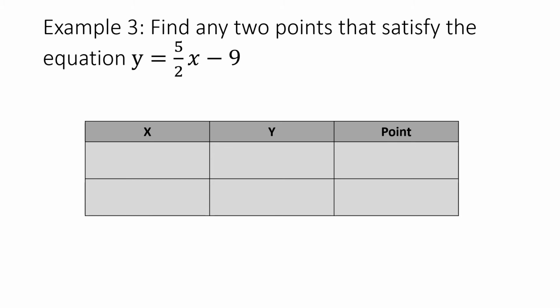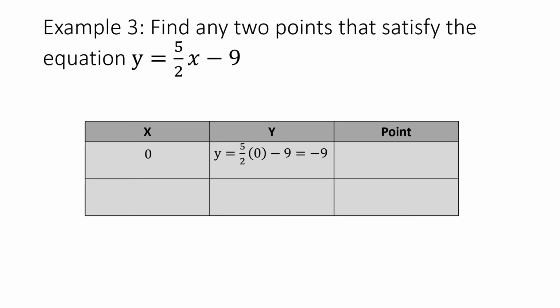Example 3, find any 2 points that satisfy the equation y equals 5/2x minus 9. So what I'm going to do here is create an xy table, and I'm going to pick x to be 0 as my first x coordinate. And then I'm going to substitute in 0 for my x, and so wherever I see x, I'm going to put parentheses, and I'm going to put 0 inside of that parentheses, and then I'm going to solve the equation for y. And so when I do that, I'll have y equal to 5/2 and parentheses 0 minus 9.